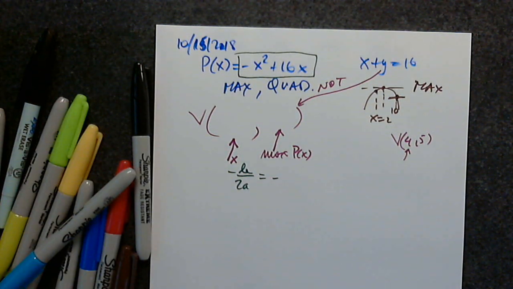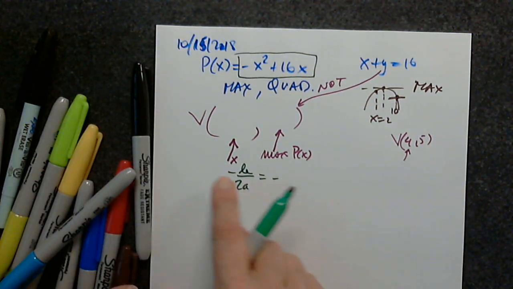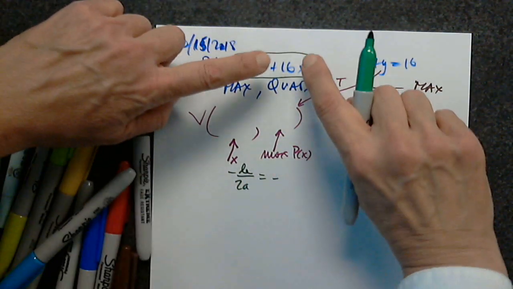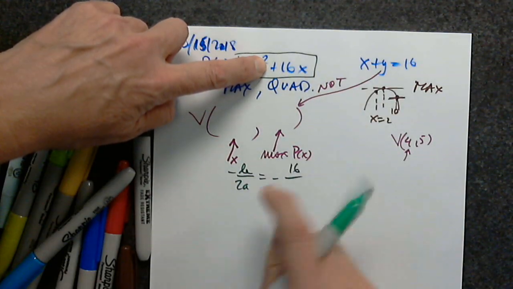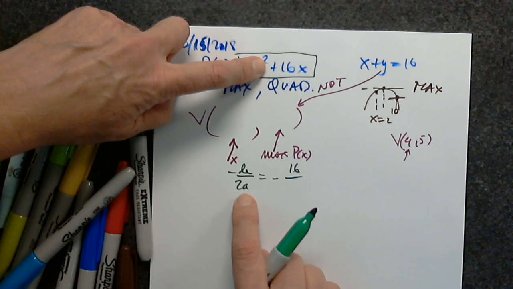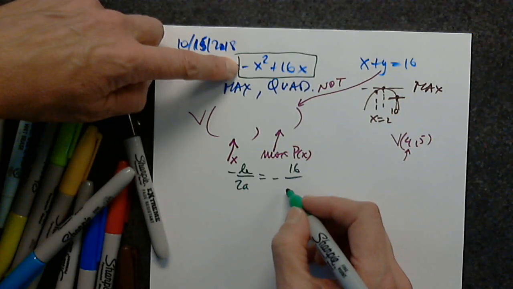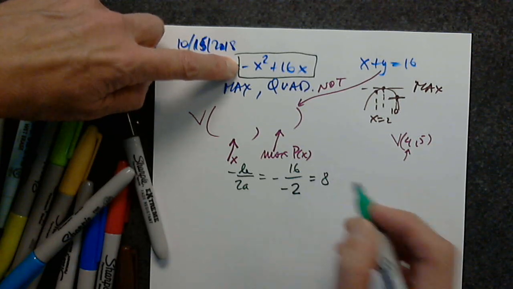Okay, perfect. So B is... No. So the negative is outside. B is positive 16, but you're right. You read this. I understand. Just making sure. So B is positive 16, and 2 times A is 2 times this number, which is negative 2. So the answer is 8.